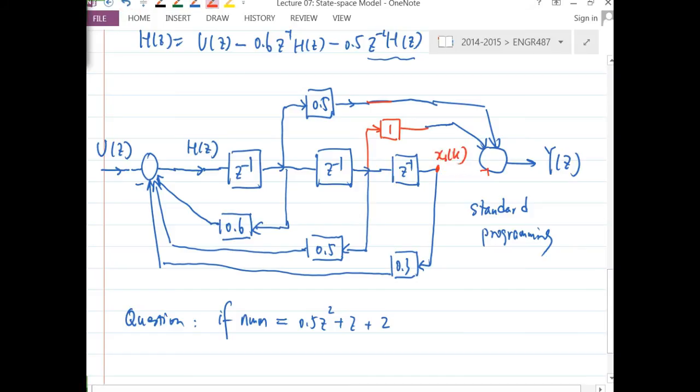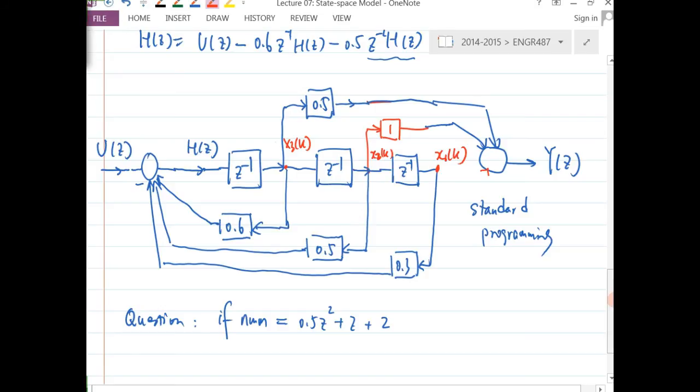Okay. And then I'm going to choose this as x2 of k. And then I choose this guy as x3 of k. Okay, so that's the rule of thumb. You choose your state variables right after the one delay, each z to the power -1 delay block.